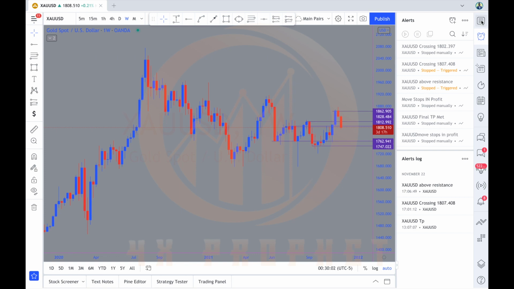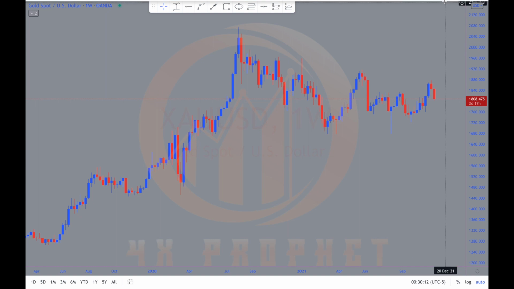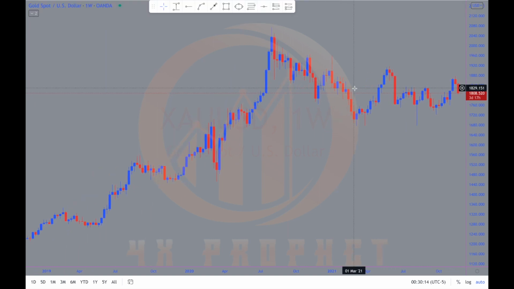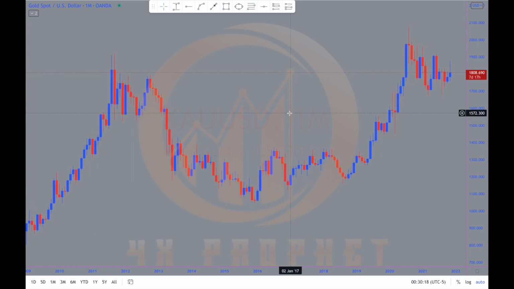Currently marking up gold, so this will just be a gold breakdown on how I will be charting gold. Up on the top here, we obviously see the tools I use the most. I'm just going to do the widescreen so we can get enough space. First, I'm going to take a quick look at the monthly to see what was going on.